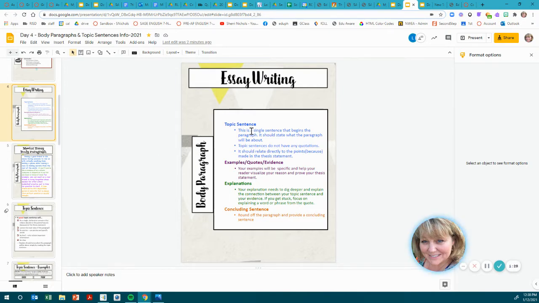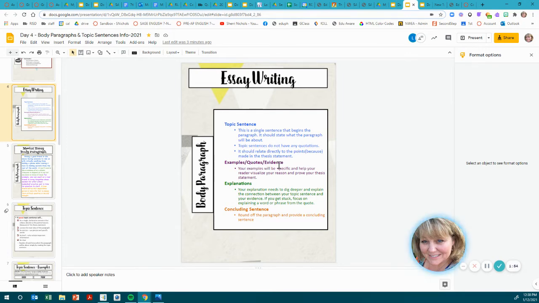The topic sentence is a single sentence that begins the paragraph. It should state what the paragraph will be about. The topic sentences do not have any quotations, and it should relate directly to the points, the because points made in the thesis statement.